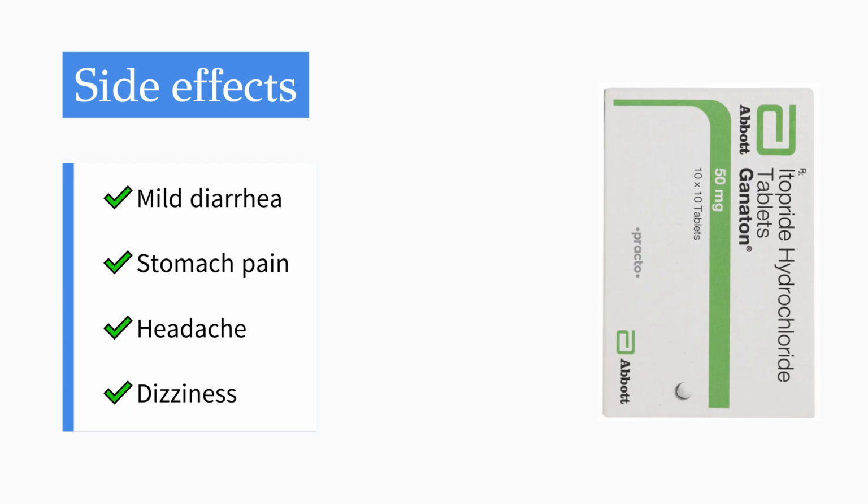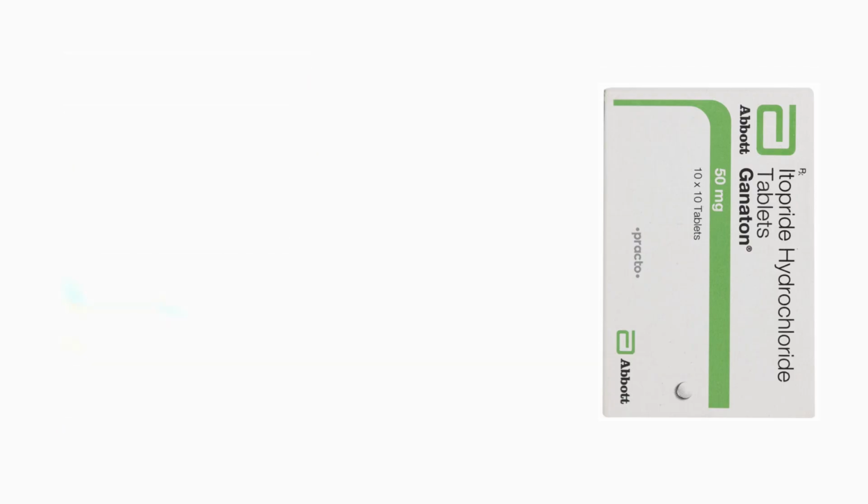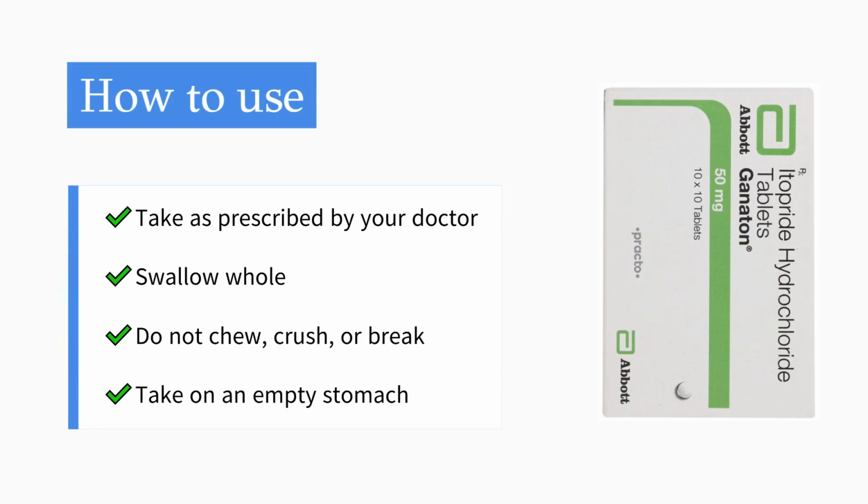The side effects mentioned in the document include mild diarrhea, stomach pain, headache, and dizziness. If these symptoms persist or worsen, medical advice should be sought. How to use. Take Ganaton Tablet in the dose and duration advised by your doctor. Swallow the tablet whole. Do not chew, crush, or break it. Ganaton Tablet should be taken on an empty stomach.